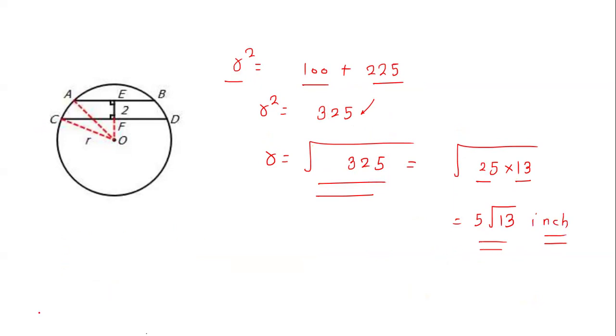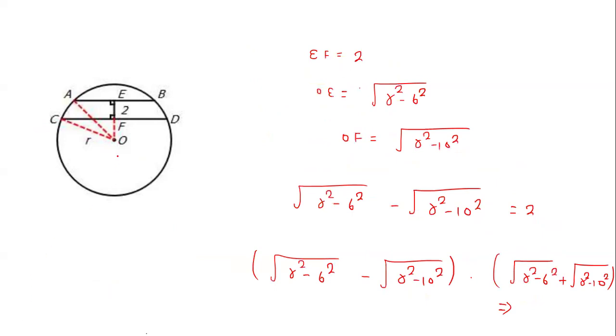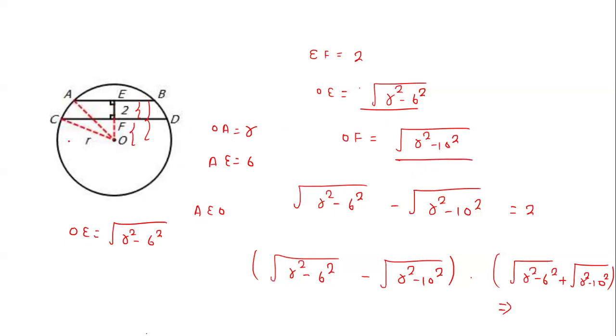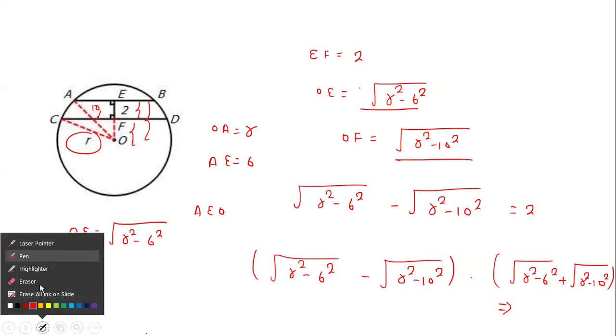There is another method, so let's see method 2. In the problem it is given that this EF distance is 2. What is another way of writing this EF distance? We know this OA as r and this AE distance as 6, and AEO is a right angle triangle. So we can write OE as root of r square minus 6 square. Similarly, this OF distance we can write as root of r square minus 10 square, because this is r and this is 10. So we can apply the Pythagoras theorem and find the OF distance.